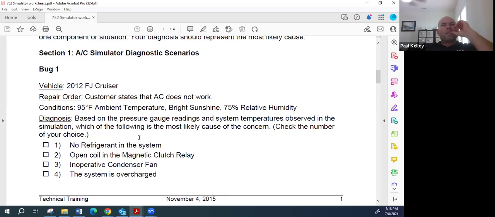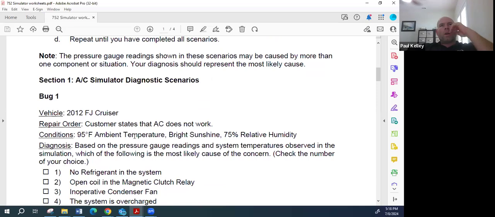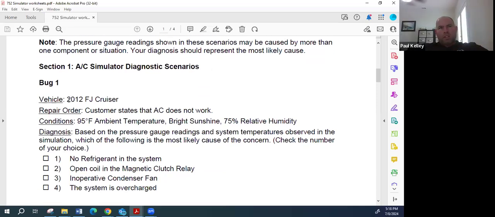we're going to look at bug number 1. It's telling us it's a 2012 FJ Cruiser. The concern is customer states AC does not work. The conditions are 95 degrees outside, bright sunshine, 75% relative humidity. That would actually suck right there. 75% humidity at that temperature, that's rough. You're talking like Houston there.